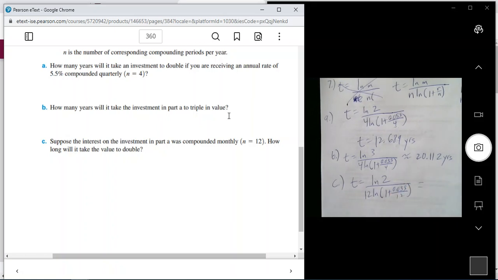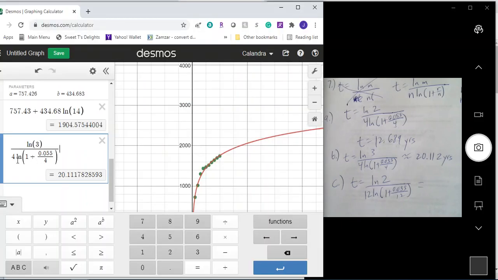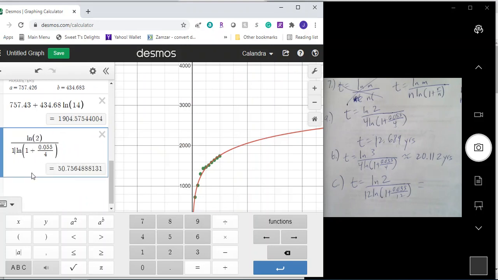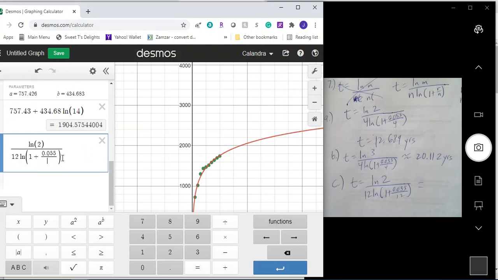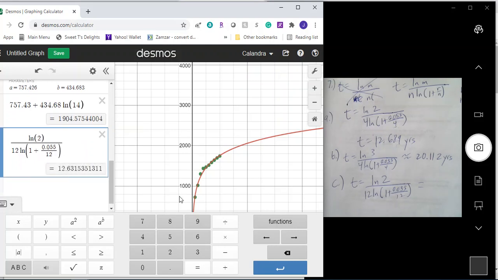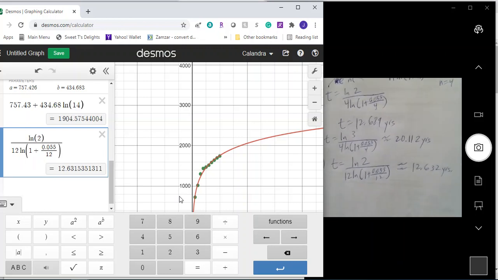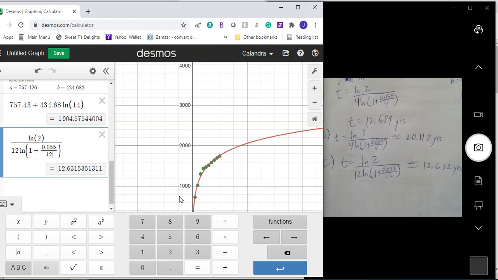Now again, what's nice about Desmos, you go right here to Desmos, and first you got to change this 3 back to a 2, and then this 4 will be 12, and this 4 will be 12. And then it gives you your answer here, rounded to 3 decimal places. It'll be 12.632 years. And that's basically it for section 310. And then you will have the other two problems that you need to complete.